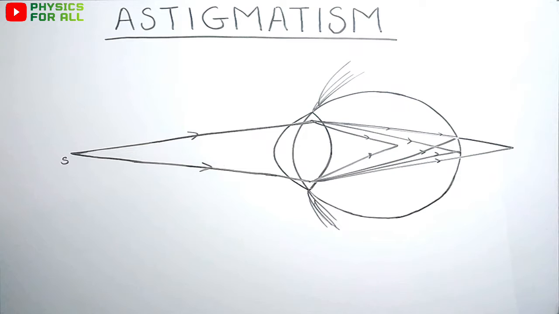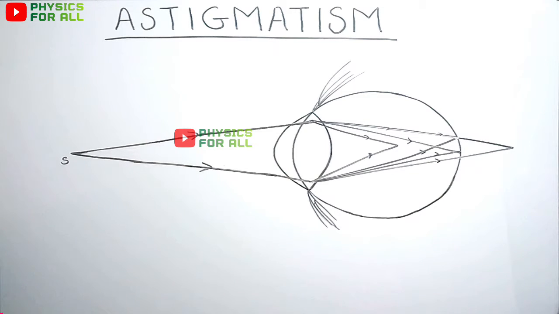What happens in this case is that light coming from any object, after passing through the lens, focuses on multiple points simultaneously. So it might fall on the retina, but it might also fall on some other portion of the eyeball, in front of the retina and at the back of the retina as well. These multiple focusings of rays lead to astigmatism.